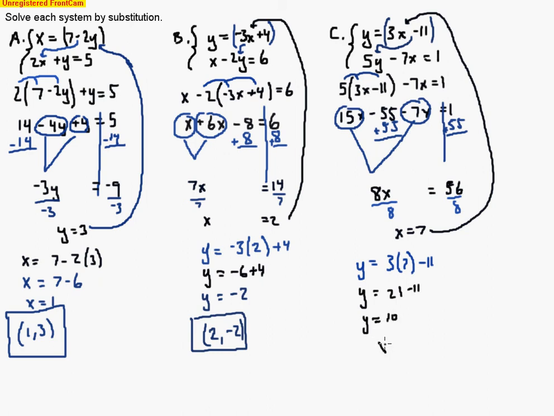Our ordered pair, it goes in alphabetical order. So remember, x and then y. So we write down 7 and then 10. So 7, 10 is the answer for the third one.